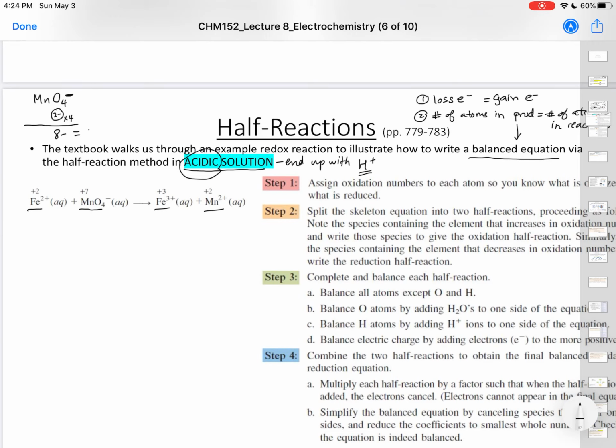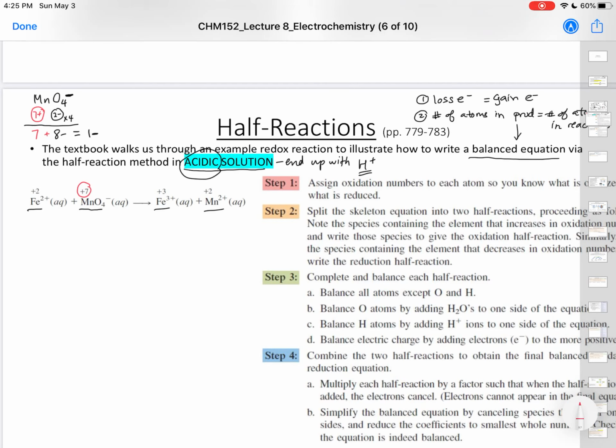So you must have it equal to 1 minus. So what must Mn be to make this true? Mn must be 7 plus, right? 7 plus 8 minus is 1 minus. So this Mn is 7 plus, to make this polyatomic charge ion make sense. That's how they got the 7 plus here.